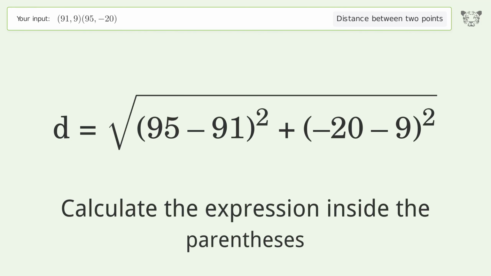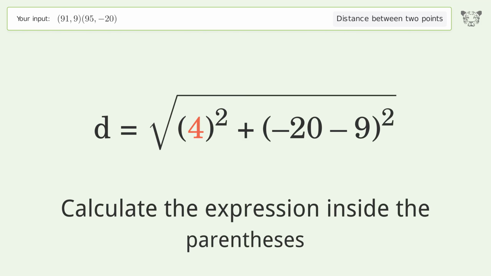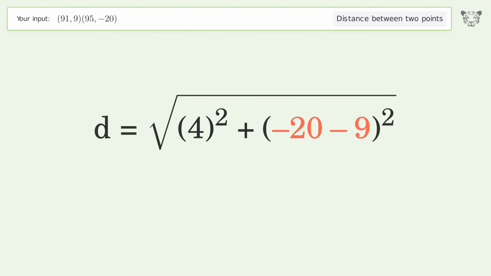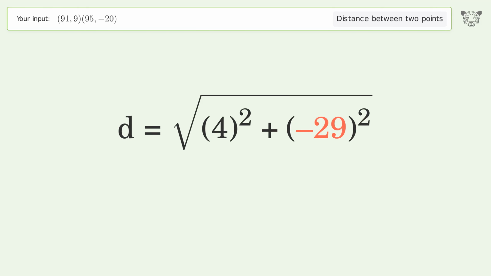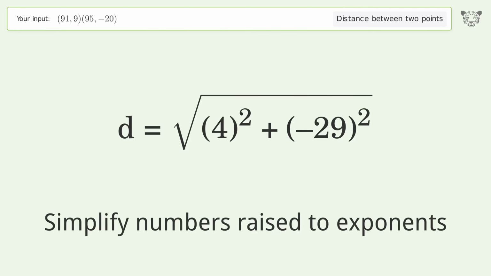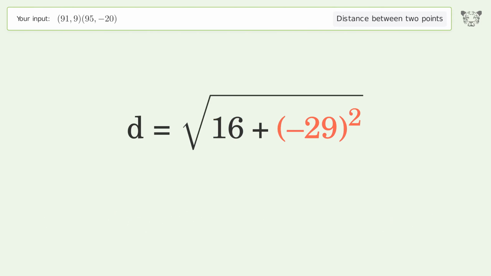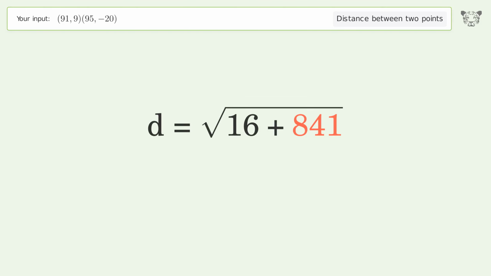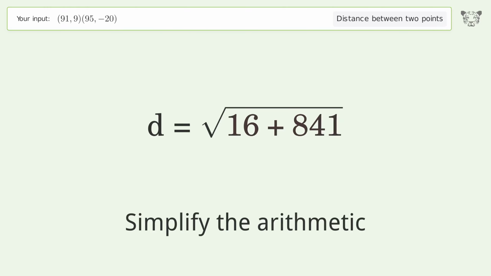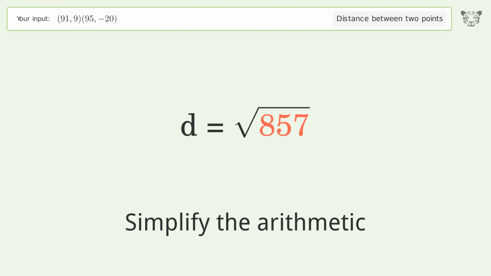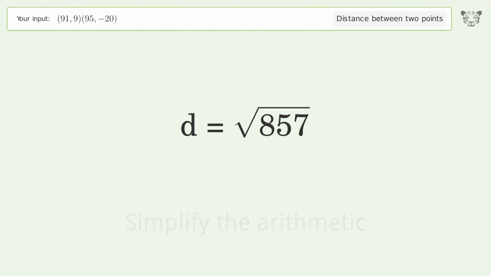Calculate the expression inside the parentheses. Simplify numbers raised to exponents. Simplify the arithmetic. And so the distance between the 2 points is the square root of 857, or 29.275.